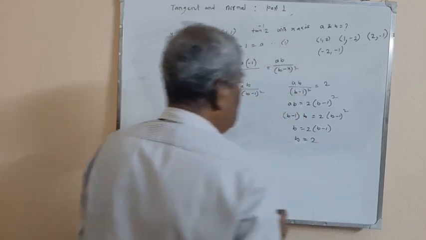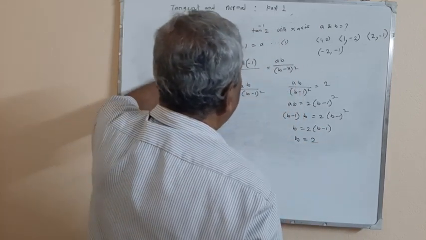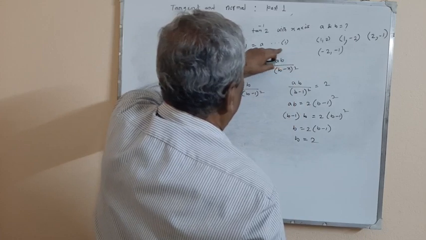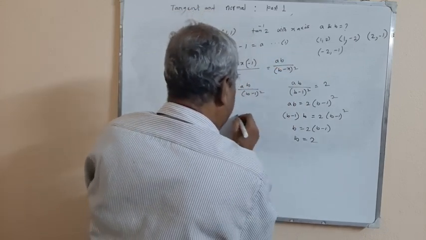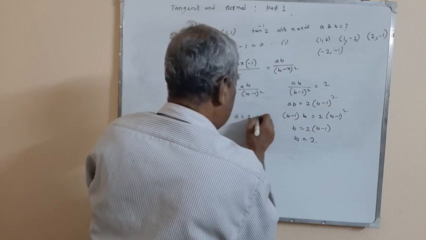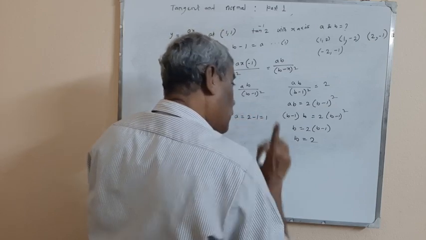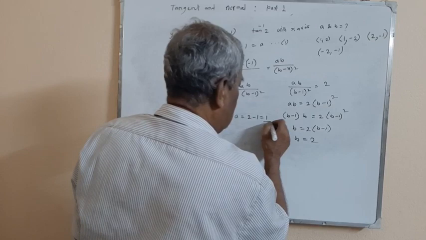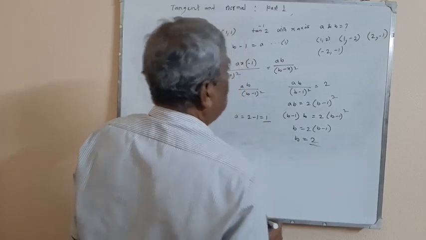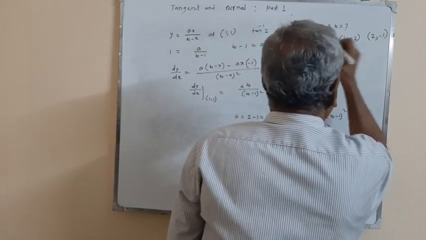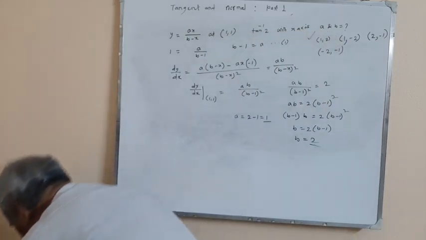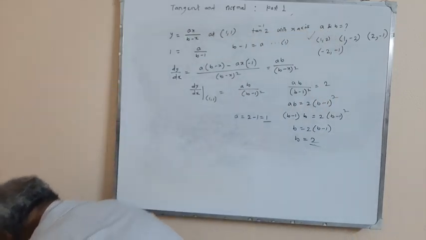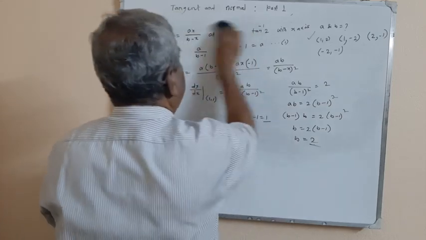We get b is equal to 2. Putting the value of b equal to 2 in equation 1, we get a is equal to 2 minus 1 is equal to 1. So we get the value of a is 1, value of b is 2. That is (1, 2). So this option is correct. Now our next problem.